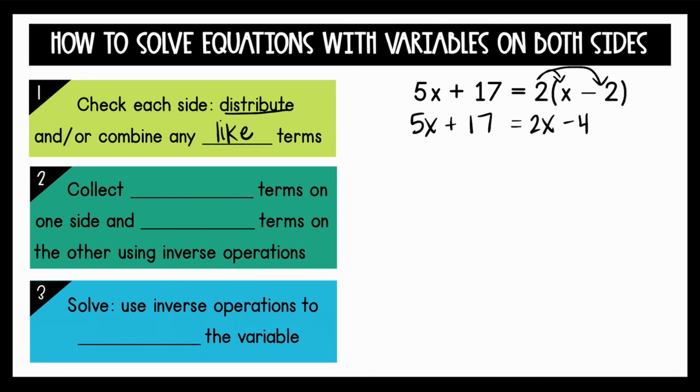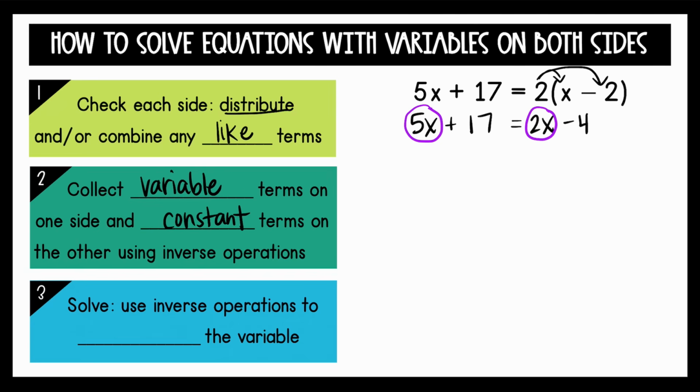So that's step 1. Now step 2, we need to collect the variable terms on one side of the equal sign, and then the constant terms on the other. And we'll do that using inverse operations. So first, you actually can collect them on either side, but if I start with my variable terms, 5x and 2x, I'm going to circle these, I choose to collect them on the side where the coefficient is bigger because it usually helps me avoid negative numbers.